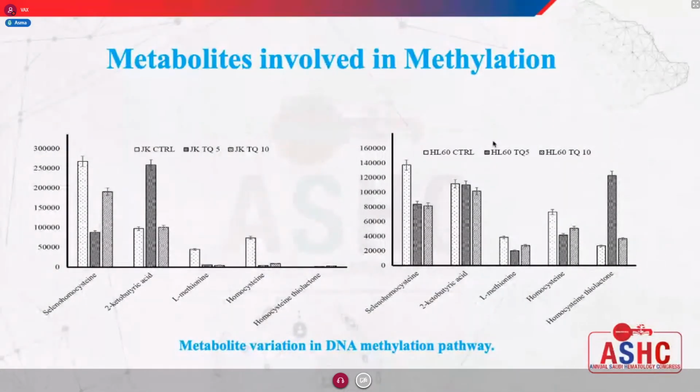In methylation, cysteine and methionine metabolism play a major role in DNA methylation. Thymoquinone treatment has high impact on metabolites responsible for DNA methylation and epigenetic modification. The metabolites homocysteine and L-methionine showed reduced accumulation by thymoquinone treatment in both cell lines. There was heterogeneity between HL60 and Jurkat cells, but thymoquinone interfered with epigenetic modification in both cell lines.